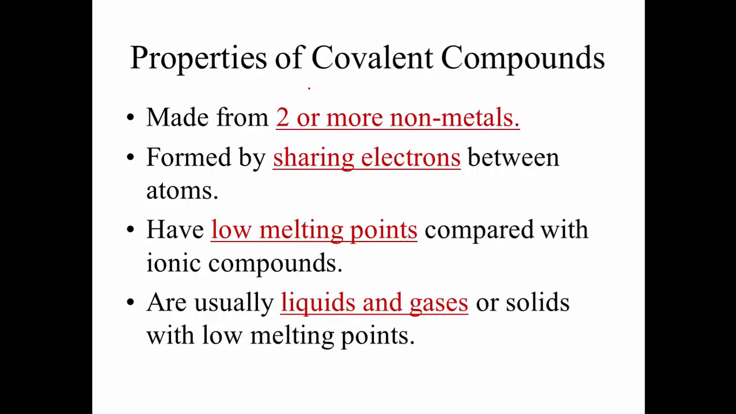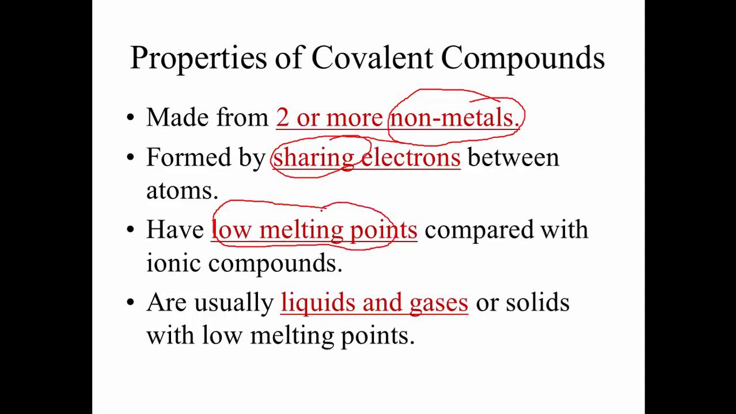The properties of covalent compounds, again made from two or more nonmetals, they're sharing those electrons. They have much lower melting points than ionic compounds, and they are often liquids and gases. They can be solids, but with very low melting points, where ionic have very high melting points, high boiling points, and strong bonds, and are always solids at room temperature. So covalent compounds are pretty much the opposite.